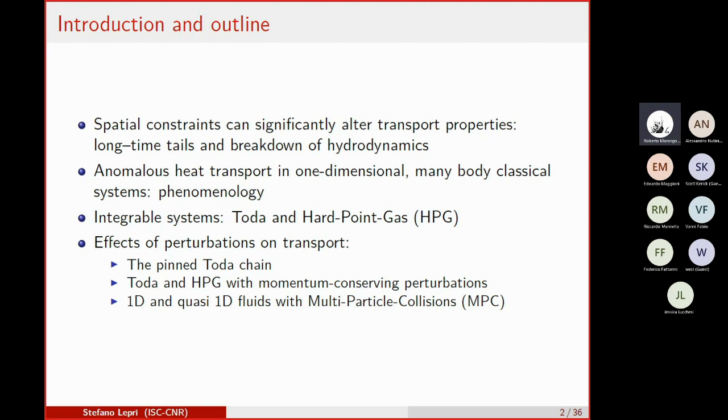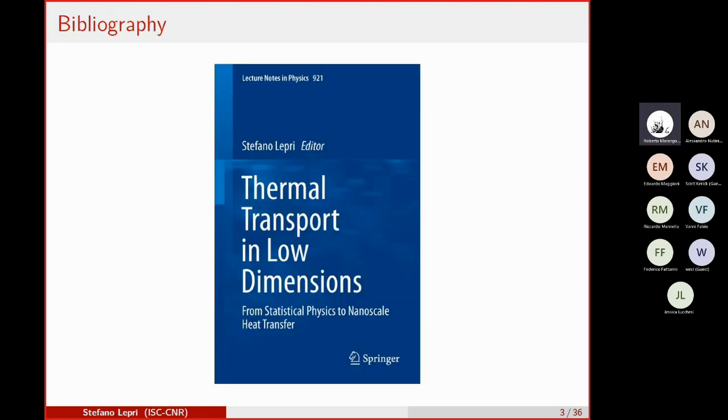Today I want to talk about how this scenario changes when we are close to an integrable limit. So what happens when you consider a system that has a macroscopically large number of conservation laws? And I will talk mostly about the famous Toda system. This is just a book in which you can find a review of many topics I will talk about.